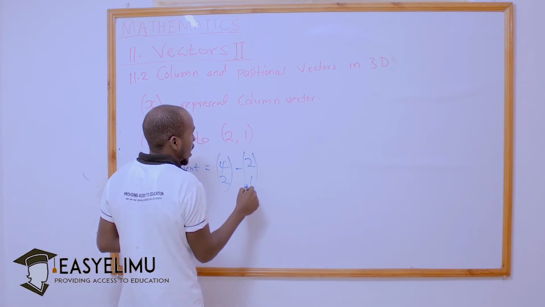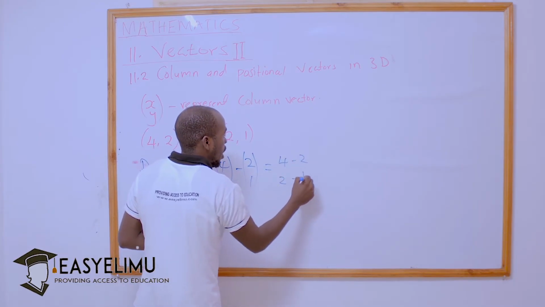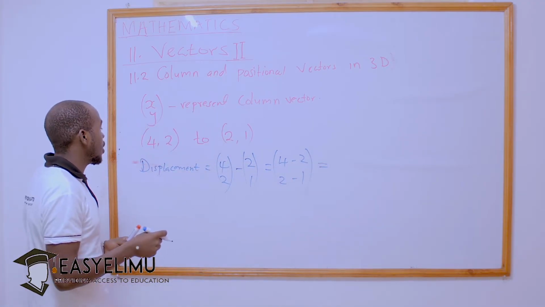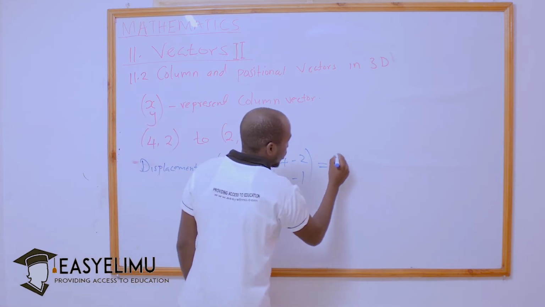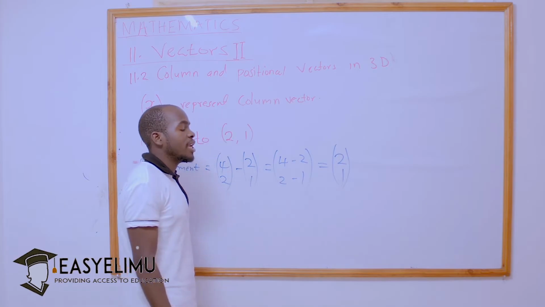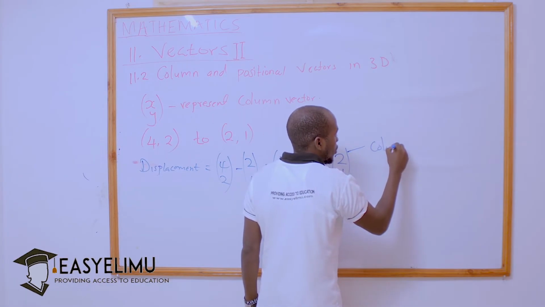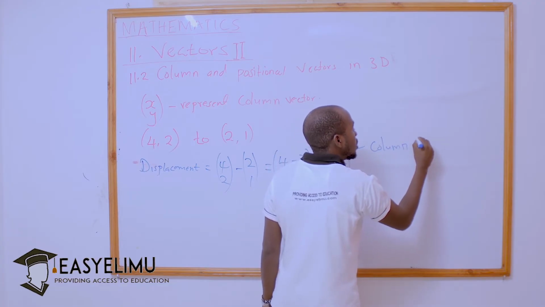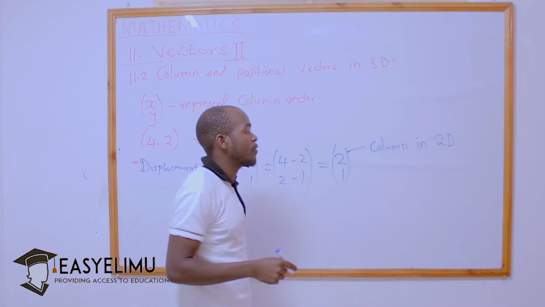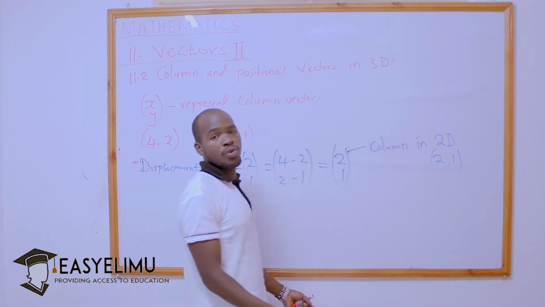So that is how it is done. And this one is the same as taking 4 minus 2 and 2 minus 1. And whatever we shall find is a positional vector, it's a column vector actually, and it will be in position of 2, 1. So this one here, what I have found is a column vector. This is a column vector, but in 2 dimensions. So if you want to find a positional vector from there, you will write it as 2, 1. That is what we do have.